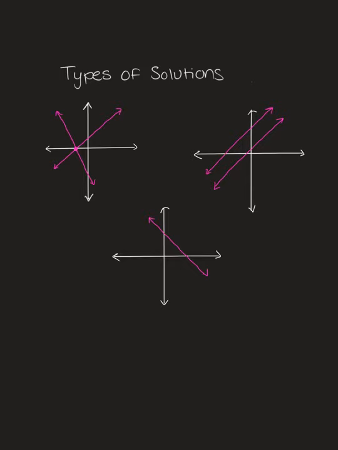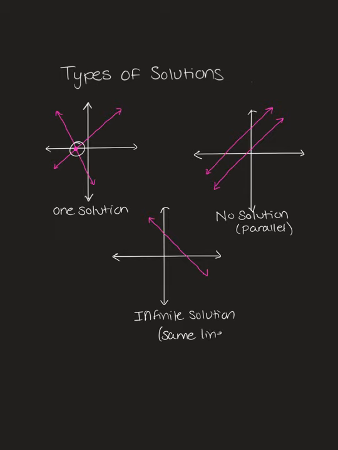First, let's look at the types of solutions that you can have. If you have two graphs that intersect at one point, that is one solution. The solution is where those two graphs intersect. If you have parallel lines, you have no solution because the two graphs never intersect. So this is parallel lines. And then you will have an infinite number of solutions if the two graphs are the same line, because they will intersect each other at an infinite number of points.